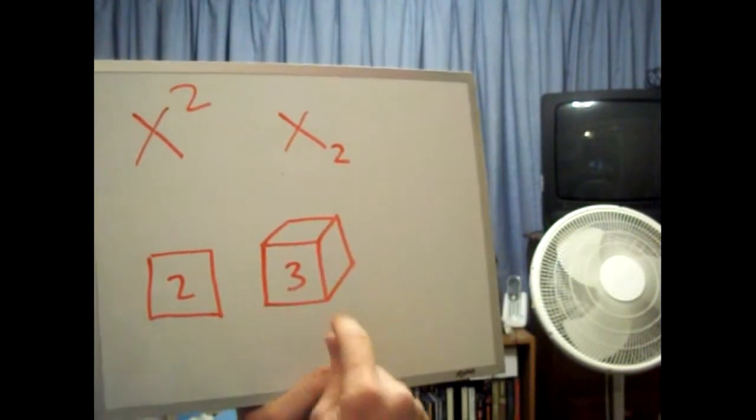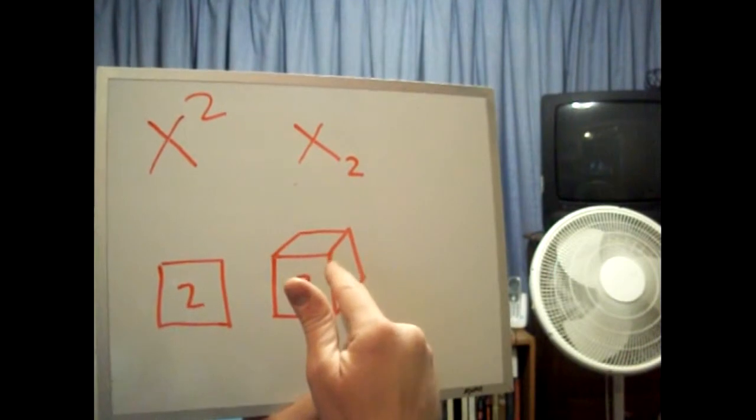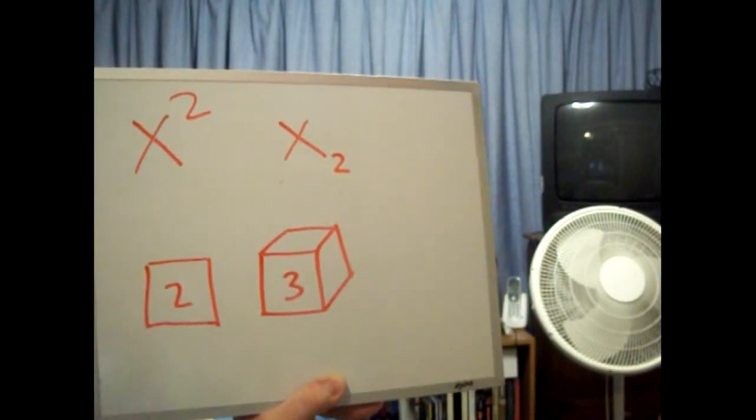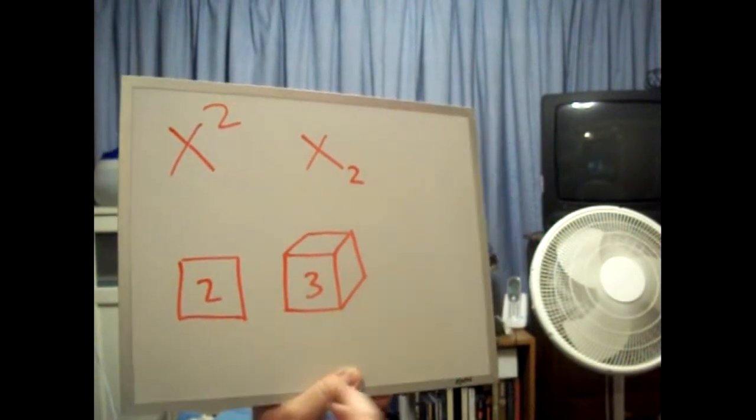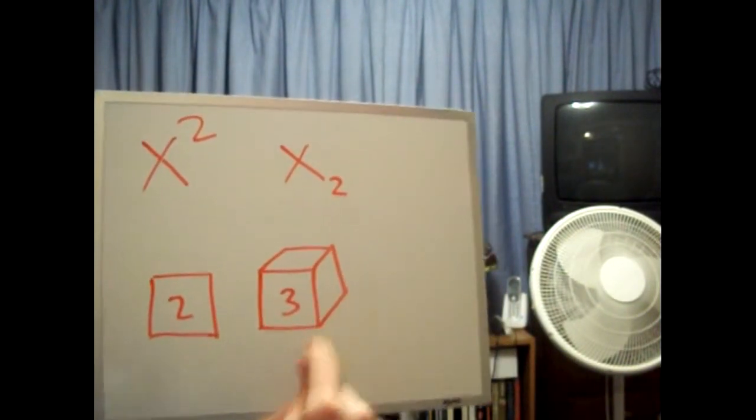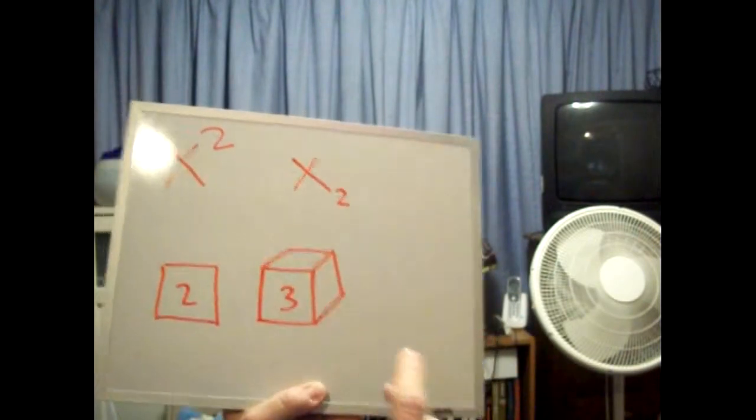What about a cubed area? Well, this is a cubed area. That's why it's represented with the number 3. So when you're squaring a number, you're coming up with a square area. When you're cubing a number, you come up with a cubed area. And that's where all that comes from.